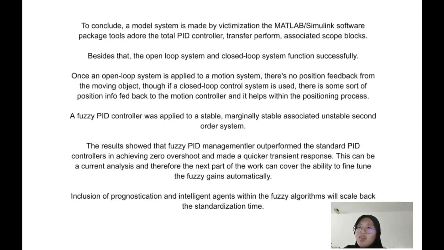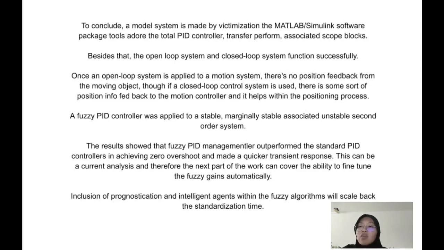Besides that, the open loop system and closed loop system function successfully. Once an open loop system is applied to a motion system, there is no position feedback from the moving object. Though, if a closed loop control system is used, there is some sort of position feedback to the motion controller and it helps within the positioning process.